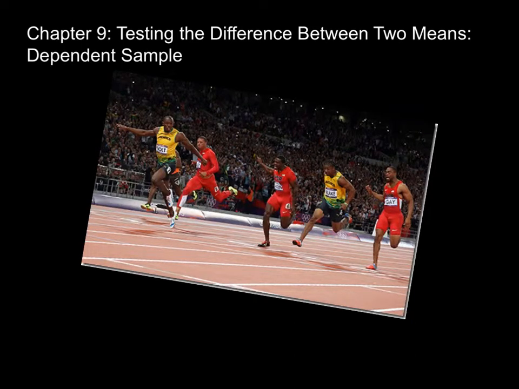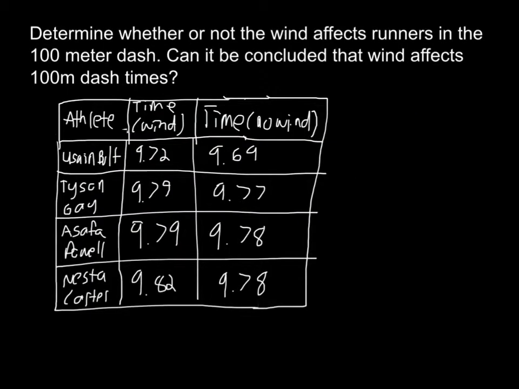Now for today's project, I'm doing chapter 9 and we're going to test the difference between two means, and each will be a dependent sample. So the question is to determine whether or not the wind affects runners in the 100-meter dash, and can it be concluded that wind affects them.